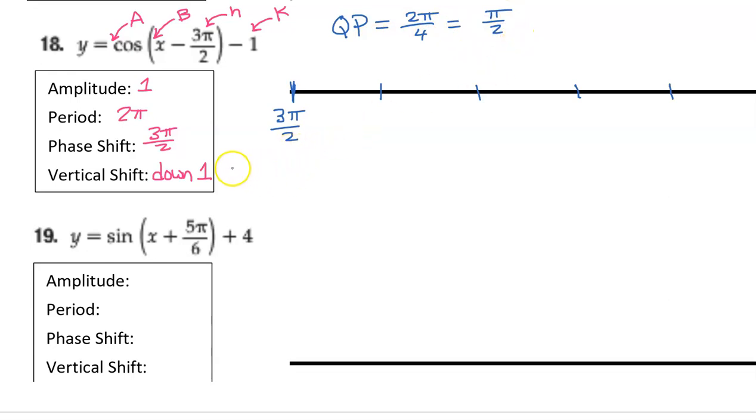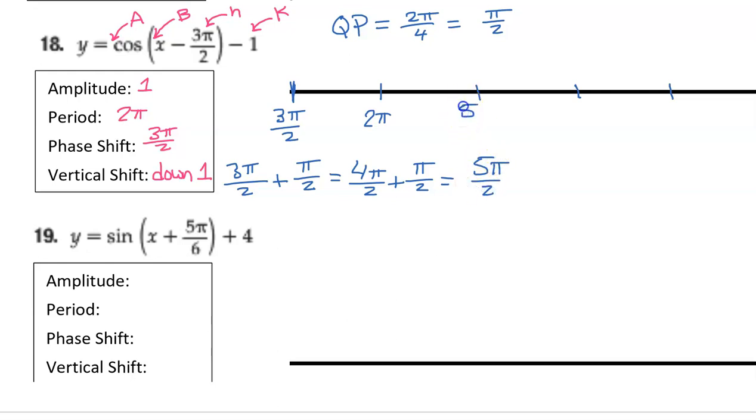So I'm going to take my initial phase shift, 3 pi over 2, and I'm going to add a quarter period. I'm going to add pi over 2. So that will give me 4 pi over 2. But this reduces down to 2 pi. So that will be the next value. So now I add another quarter period, another pi over 2. But this makes 5 pi over 2. So that'll be the next value.